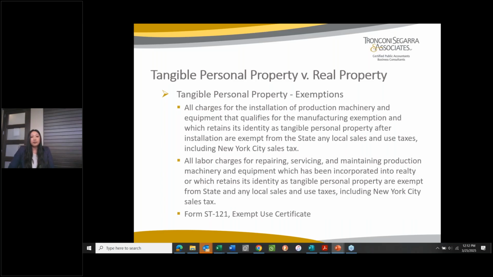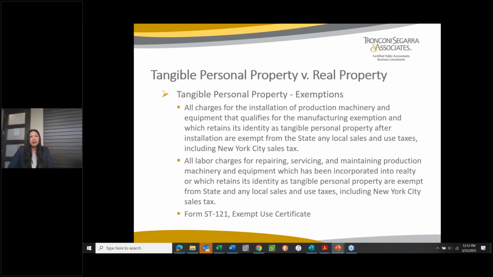I wanted to point out that there is an exemption for installations of TPP and repair and maintenance to TPP being taxable. And that would be if the TPP is production equipment. So if the production equipment qualifies for the exemption, which means it's directly and predominantly used in production, then the installation of it or the repair and maintenance of it is exempt as well.